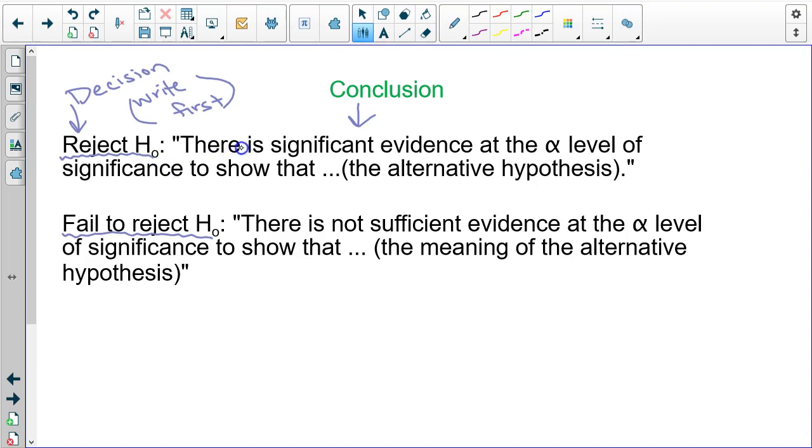And then whatever sentence we write, that's what I call the conclusion, okay? And your conclusion says there is significant evidence at the, and then you actually fill this in. So you would put 0.05 level of significance or 0.01 or whatever alpha is. You actually plug that in, okay? So you would say there is significant evidence at the 0.05 level of significance to show that, and then you write whatever the alternative hypothesis is. Oh, I'm sorry, I forgot y'all have to write all this in. Let me give you a minute.